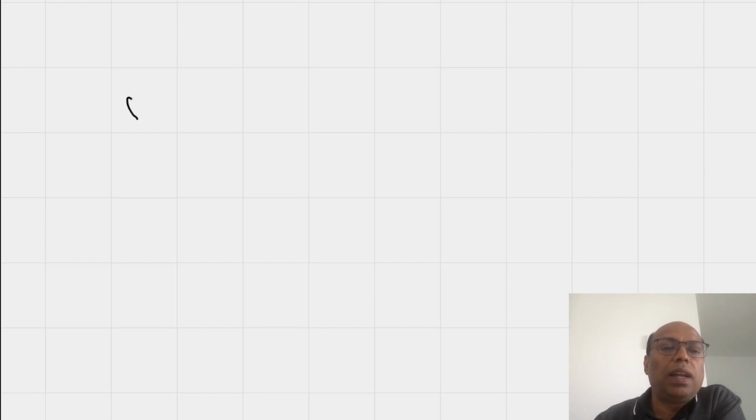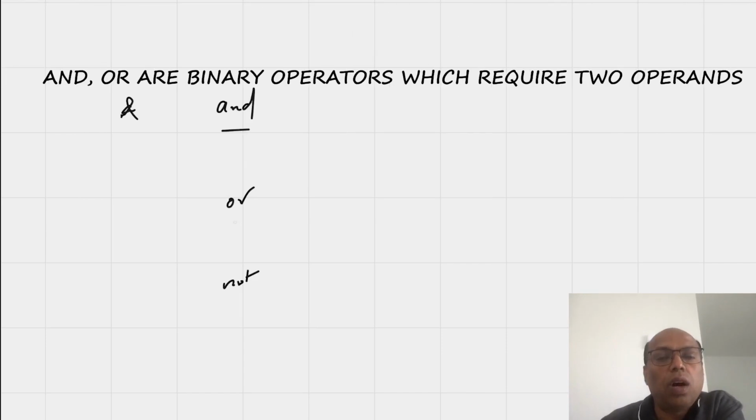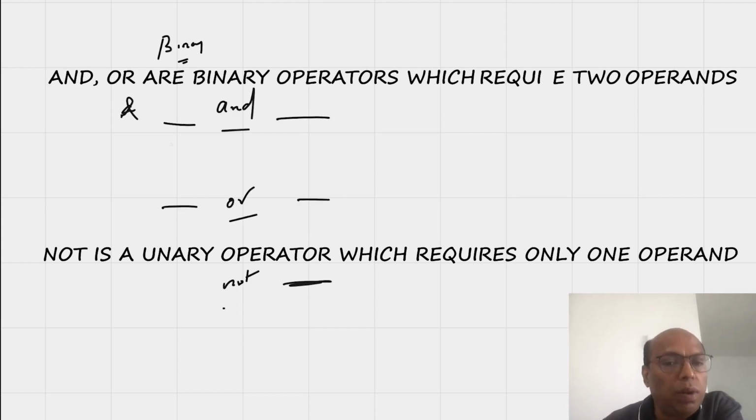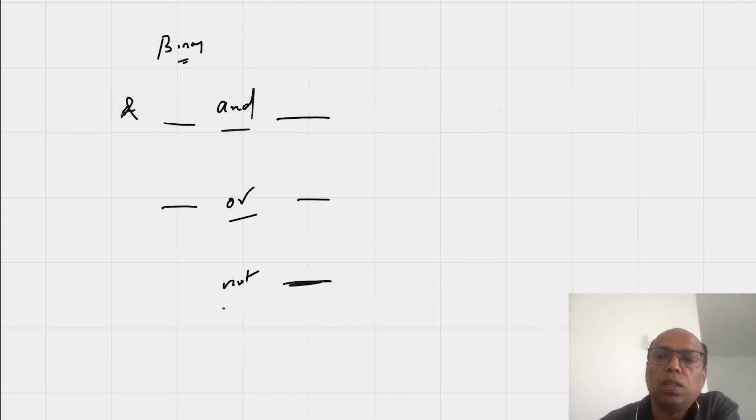We have and, we have or, we have not. And and or are binary. Binary means they require two operands, a left hand side one and a right hand side one. Whereas not is a unary. It requires only one on the right hand side. Now what will they produce? They will produce either true or false.